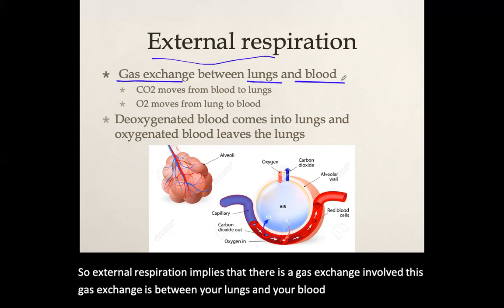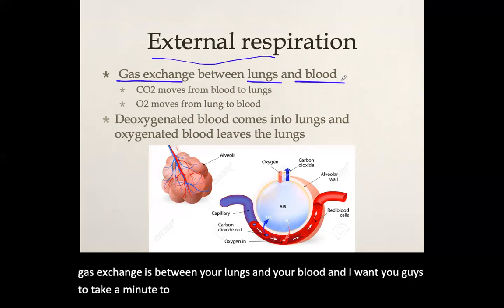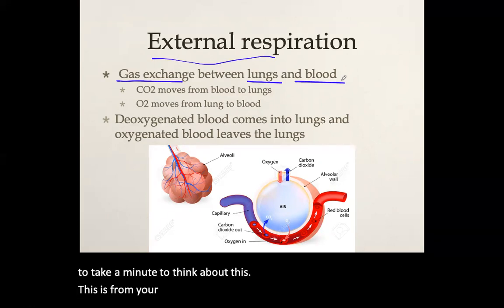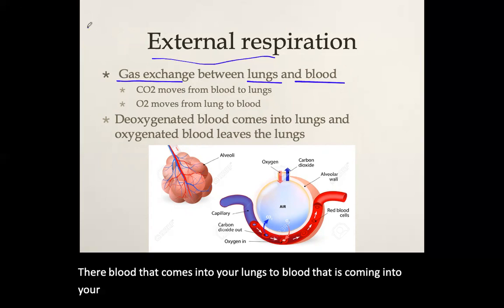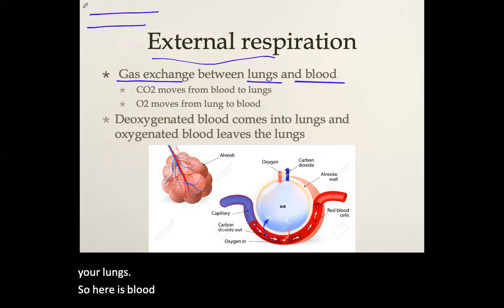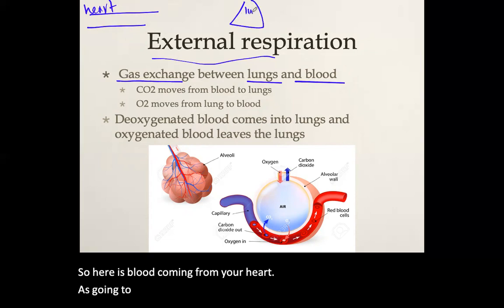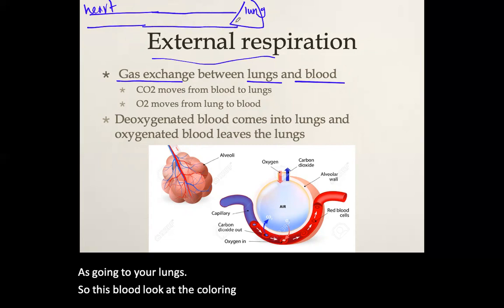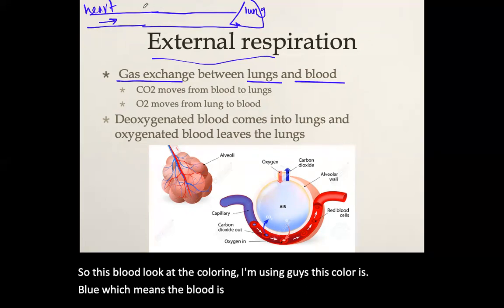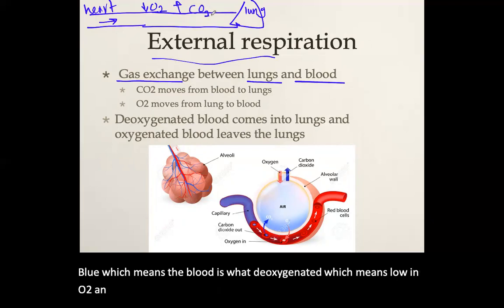And I want you guys to take a minute to think about this. This is from your cardiovascular system. The blood that is coming into your lungs. So here is blood coming from your heart going to your lungs. So this blood, look at the coloring I'm using, guys. This color is blue, which means the blood is what? Deoxygenated, which means low in O2 and high in CO2.